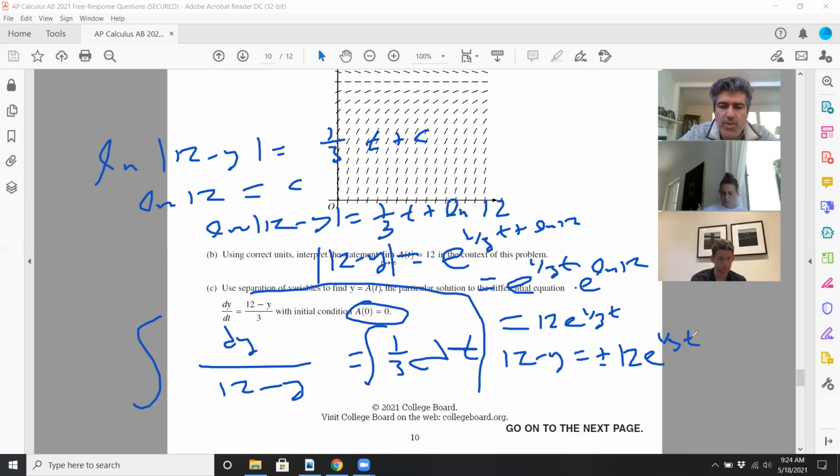If you plug in your initial condition, 0 for y and 0 for t, you get 12 equals 12, so you're going to drop the plus or minus. It's not going to be negative. Do be careful about that.